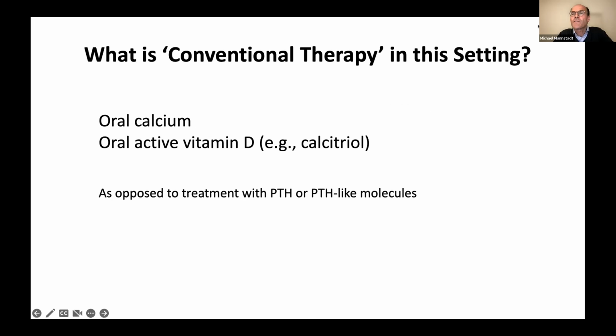And so first, what is conventional therapy, as this refers to my talk here? That is oral calcium and oral active vitamin D, for instance, calcitriol. And this is as opposed to treatment with PTH or PTH-like molecules. And I'm happy to hear that you have heard a lot of excellent talks already about the PTH and PTH-like molecules and other new treatment options for hypoparathyroidism.